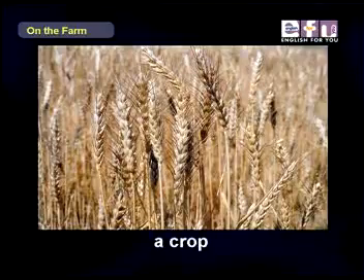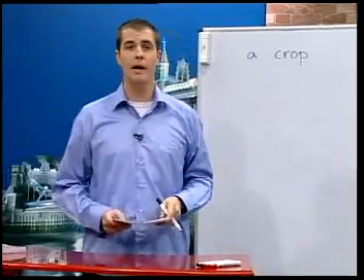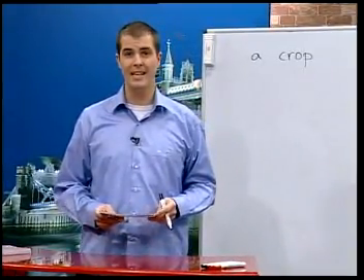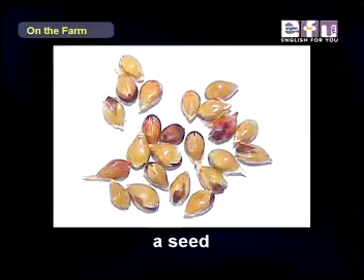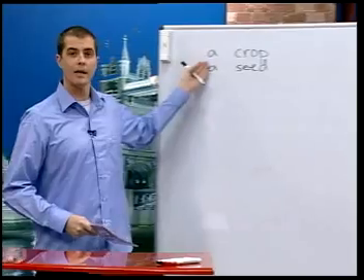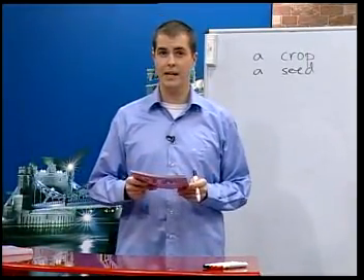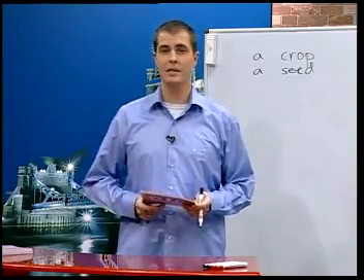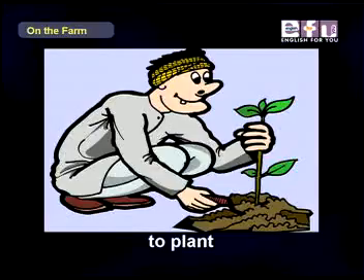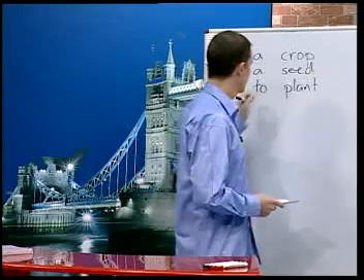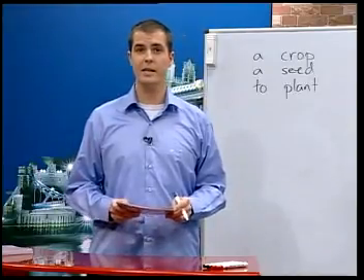So we have a crop. A crop is a plant that is grown by farmers, especially in order to be eaten. For example, wheat is a crop and rice is a crop. A seed. A seed is a small, hard object produced by plants and from which a new plant can be grown. The same plant can be grown from a seed. To plant. It's a verb. To plant means to put plants or seeds in the ground.